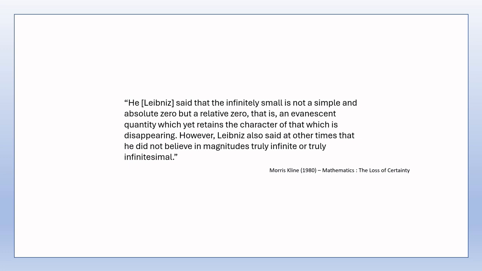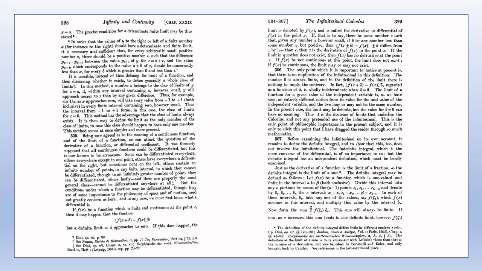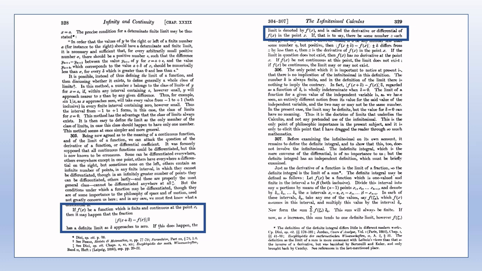In Bertrand Russell's book, Principles of Mathematics, which is not at all for the faint of heart, we see the following comments regarding the limit definition of derivative. If f(x) be a function which is finite and continuous at the point x, then it may happen that the fraction (f(x + delta) - f(x)) / delta has a definite limit as delta approaches 0. If this does happen, the limit is denoted by f'(x), and is called the derivative or differential of f(x) in the point x.